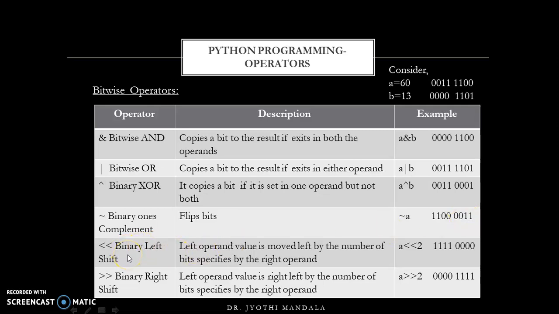Binary left shift will shift the bits. Let us consider this example. A left shift by whatever value you give, that many number of times the bits in A will be shifted left. Similarly, binary right shift will shift all the bits in A the number of times that is specified as the right side operand. Right? This is about bitwise operators.